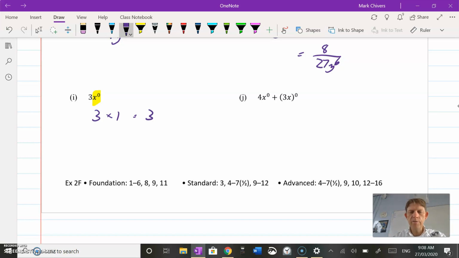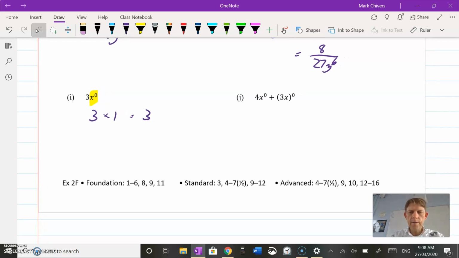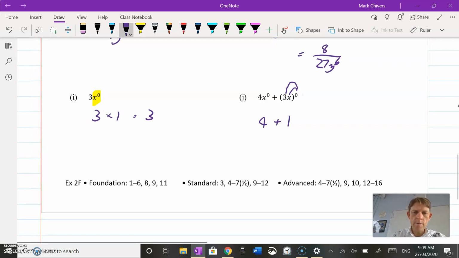And just to illustrate the difference here, obviously in this particular case, x to the power of 0 is 1. So 4 times 1 is 4. Plus, now this time, this power of 0 is applied not only to the x, but it's also applied to the 3. So 3 to the power of 0 is 1. x to the power of 0 is 1. 1 times 1 is 1. So that's all that one is.